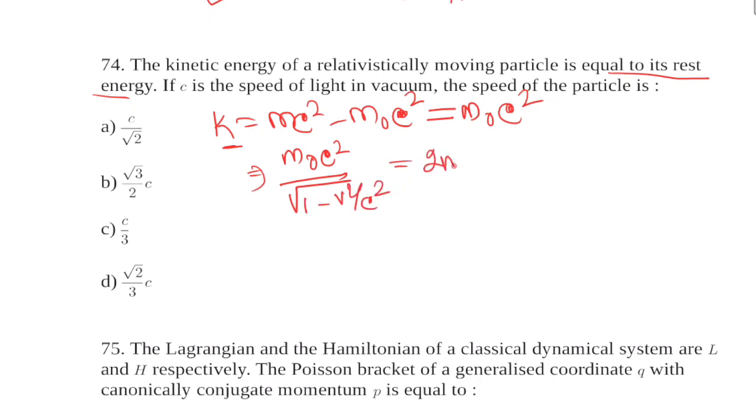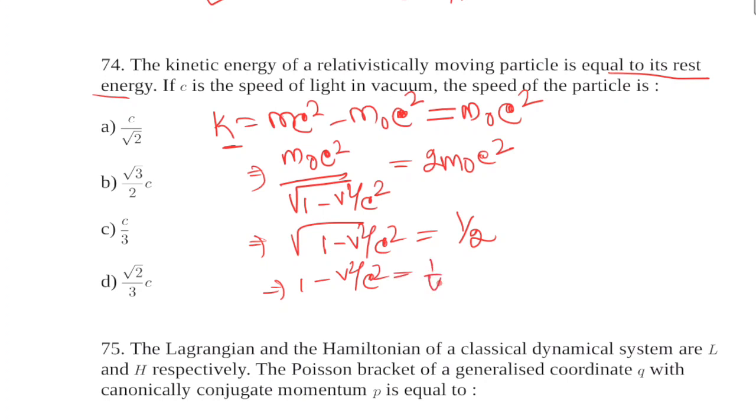So this will be 2 m naught c square. From here, square root of 1 minus v square by c square is equal to 1 by 2, or 1 minus v square by c square is equal to 1 by 4, and from here v will be root 3 by 2 c. Okay, so here the correct option is option B.